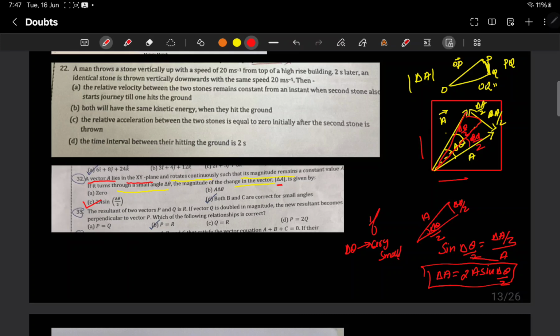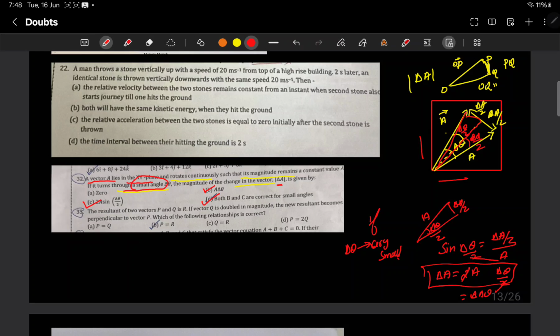Similarly, if this del theta is very small, what will happen? Approximation: sin theta can be approximately equal to theta. So here the sine will disappear and del theta by 2 will remain. Then the 2 cancels and you will get a into del theta. This is for small values of angle. Here also they have given turning through a small angle del theta. So this is also correct. So both b and c are correct for smaller angles. This is how you have to solve this 32nd question.